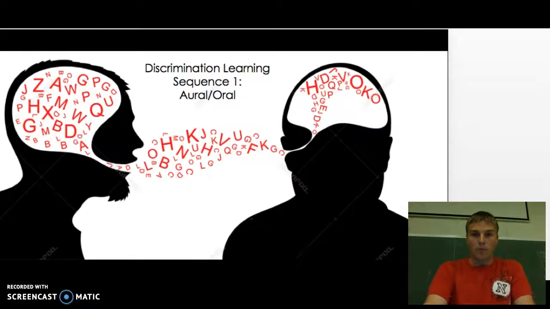Listening is the aural part, while performing, usually singing, is the oral part. In this sequence, students use neutral syllables for tonal and rhythm patterns, like bum or ba.